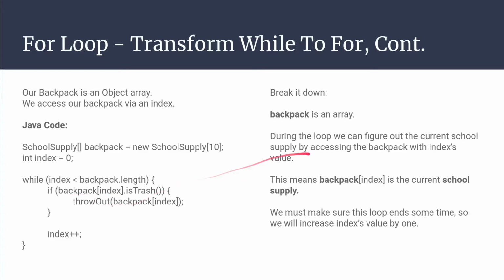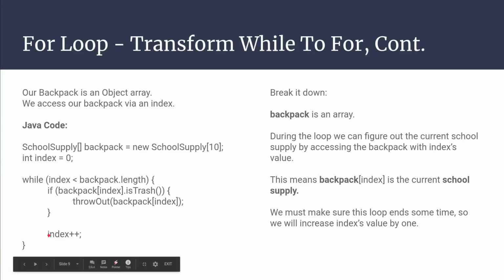But this really means that backpack subindex is the current school supply. So when you see this code and this string here, this text that says backpack of index, that really means the current school supply that we're looking at. Finally, we have to make sure that this while loop does end, and so we add 1 to index at the end of this while loop's iteration.